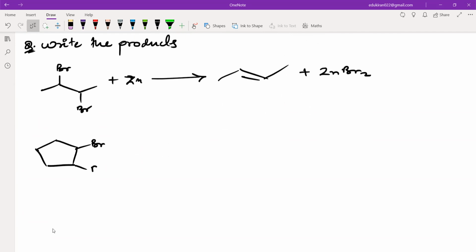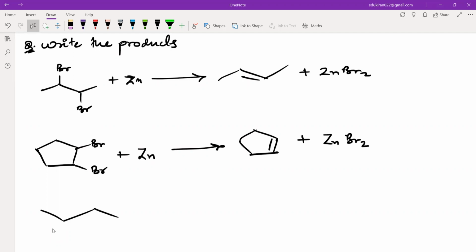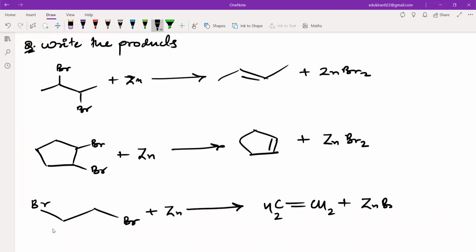You have Br and Br plus zinc. Then again, the same cyclopentane, a double bond between those two carbon atoms which had Br, plus ZnBr2. If you have Br here and Br here plus zinc, then you will be forming a double bond here, that means CH2 double bond CH2, plus you will be getting ZnBr2. Any problem here? Easy? Yes or no? Very easy.